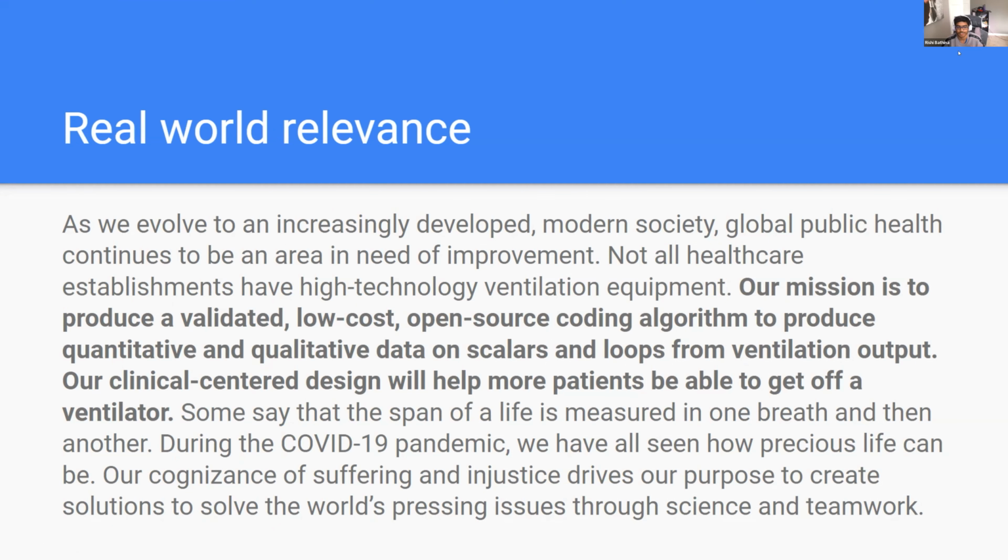Our clinically centered design will help more patients be able to get off a ventilator. COVID-19 has only exaggerated this as global public health has only become more of an issue.